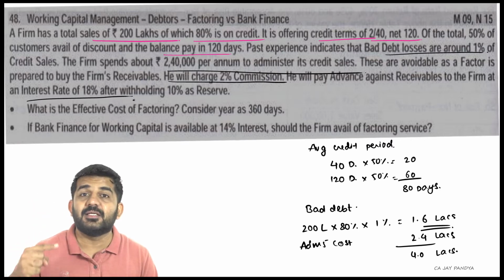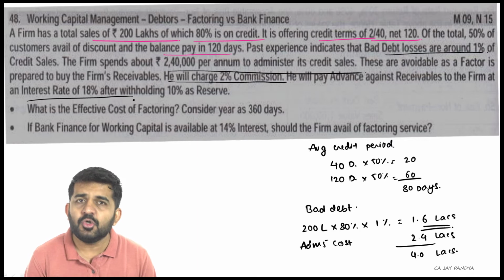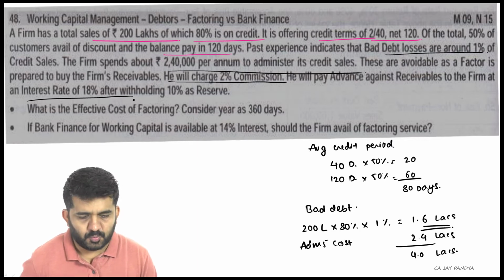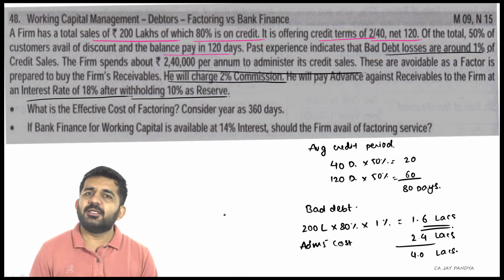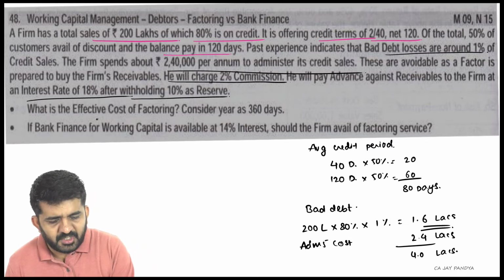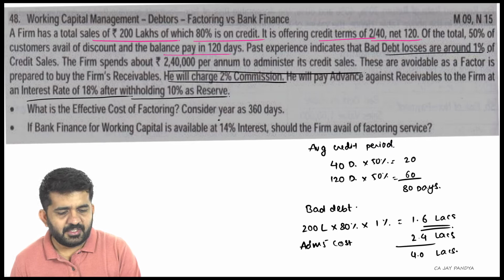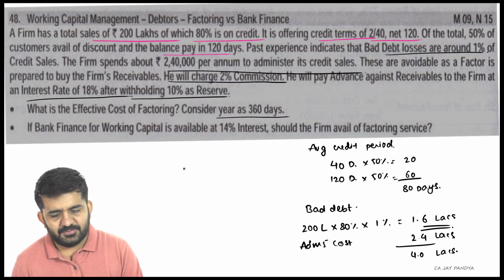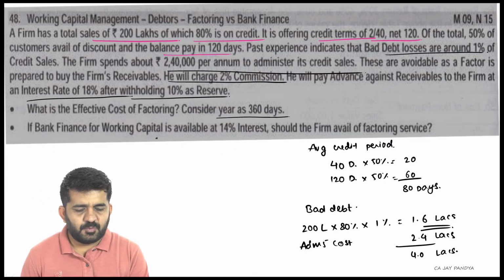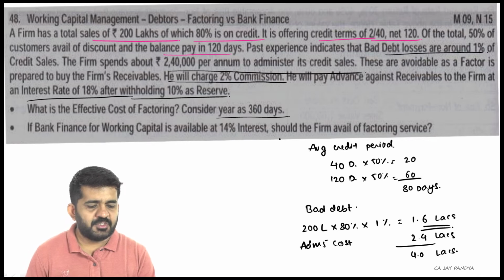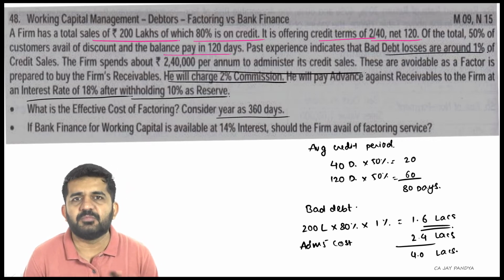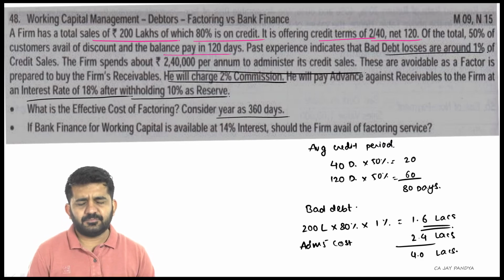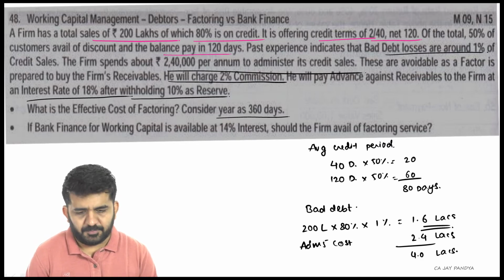So the factor is hedging your risk also, and the factor is giving you finance also, withholding 10% as reserve. What is the effective cost of factoring? Consider the year as 360 days. If bank finance for working capital is available at 14%, should the firm avail the factoring services? Here my answer will differ from the suggested one, but understand, we will be finding out a perfect answer. Alright.